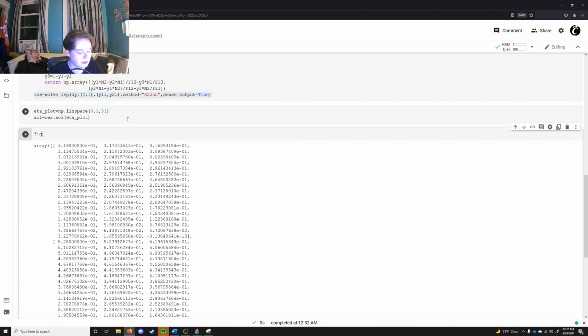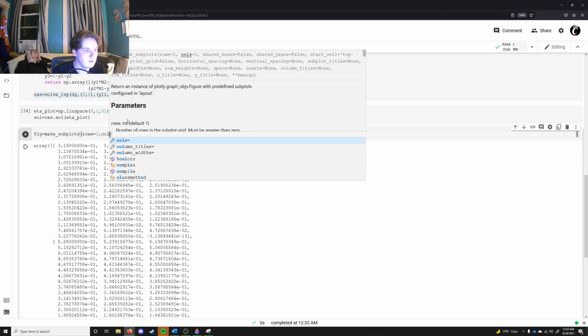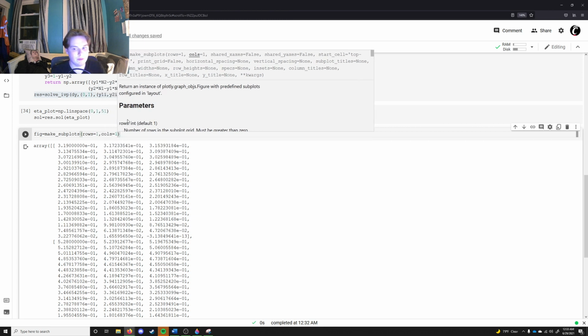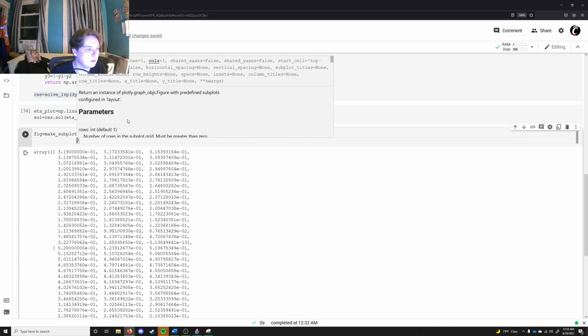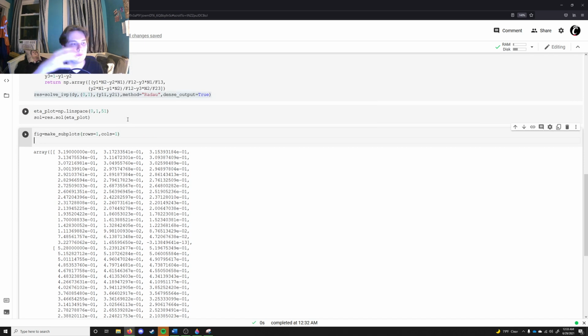So our figure is just going to be make_subplots, if I can spell right, subplots. Now we need rows. Rows is just going to be equal to 1. We need columns. That's going to be equal to 1 as well. And that's it for the figure. Now we need to make adjustments.